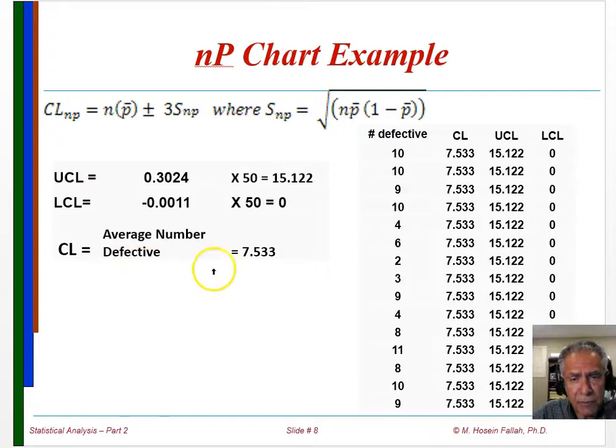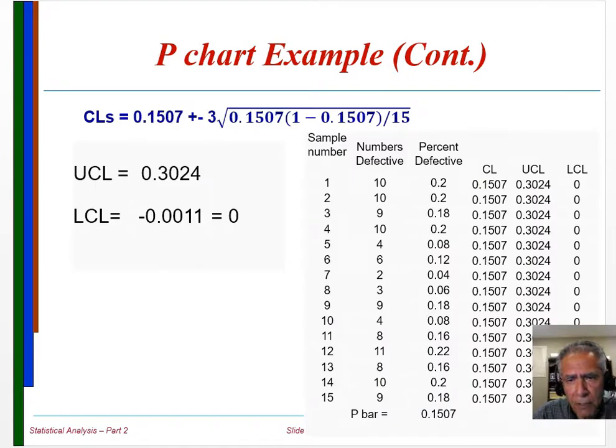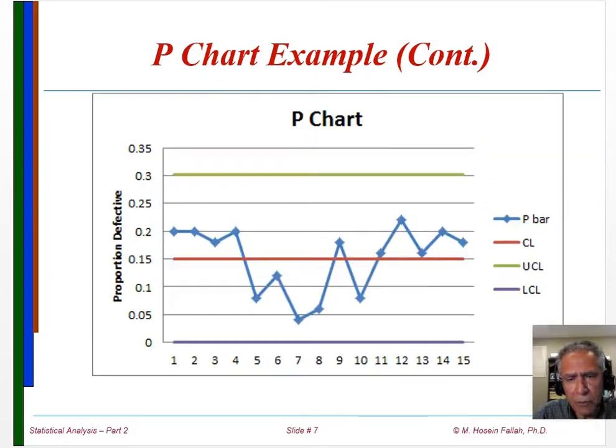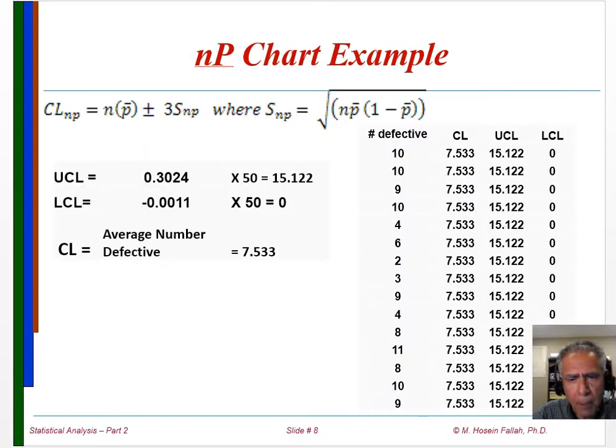The average defective in this case now will be 7.533. Now you can calculate it two ways. One, you get the P bar multiplied by 50, or you can calculate it from the previous data set that we had here. If these were the number of defectives, if we average this number, we get the same value that I had there, 7.533.